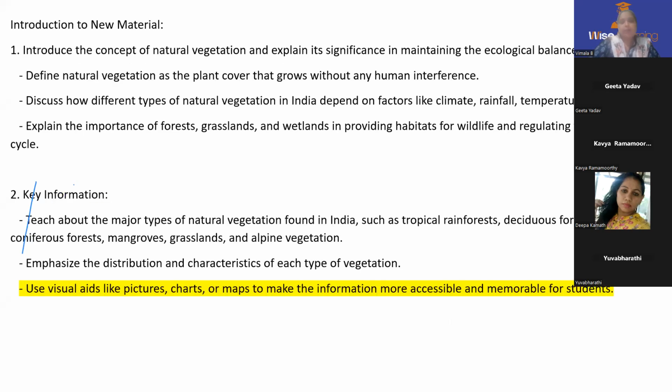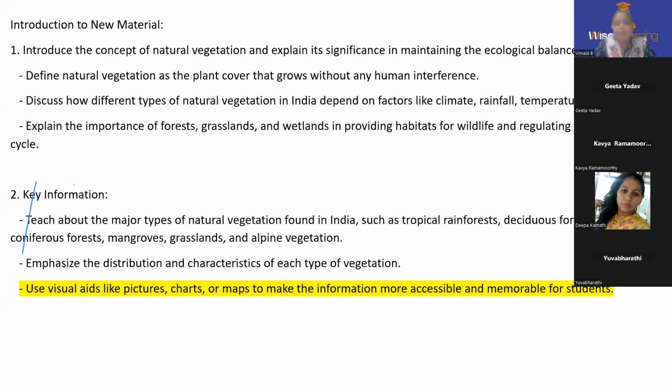Next are the strategies or methods I'm going to use. The introduction: I'm going to define what natural vegetation is, and I have to make a very clear concept for my students. There is a difference between natural vegetation and managed resource vegetation.